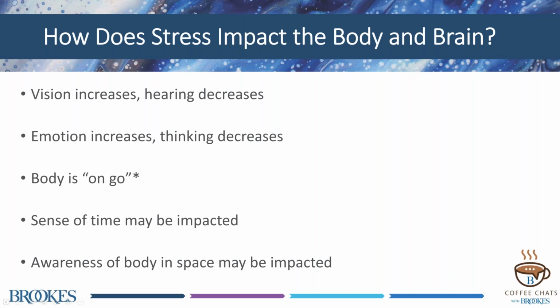Additionally, stress impacts our bodies, and our body is on go. What I mean by that is that our body systems, our heart, our circulatory, respiratory, skeletal, and muscular systems gear up for some sort of action. We feel jittery, we may feel the need to move. We also know that in times of high stress, the parts of our brain responsible for sensing time and sequence, as well as our awareness of where our body is in space, tend to go offline or not be as tuned in as they typically are.